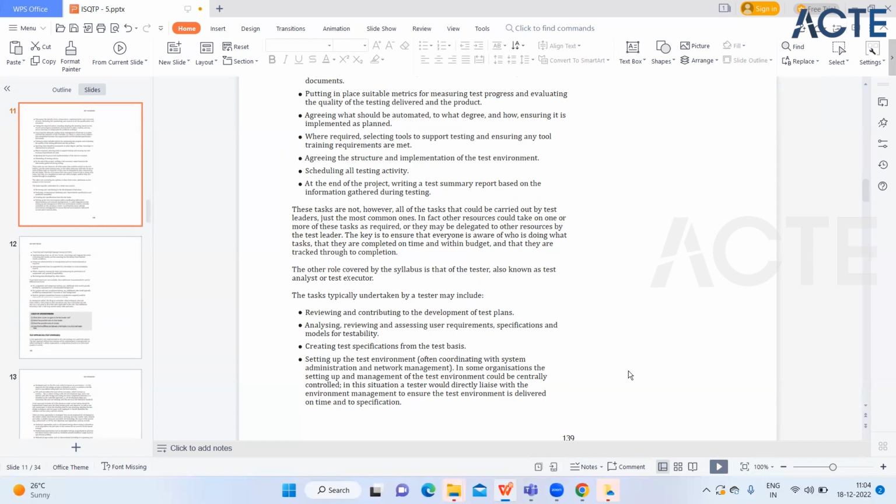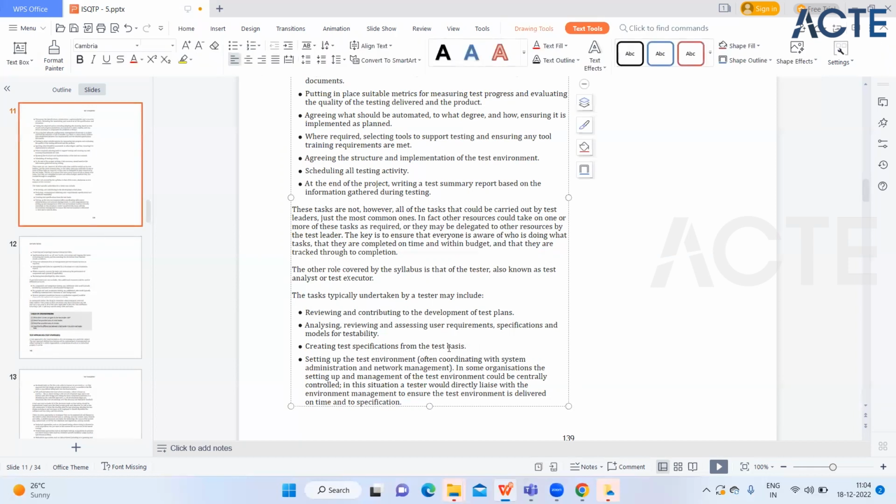After that, analyzing, reviewing, and assessing user requirements, specifications, and models for testability. So, see, the test lead will prepare the plan and assign the responsibilities to you. But you have to review and analyze whatever they have provided, communicate everything accordingly, and start the testing. Creating test specifications from the test basis. So it's like creating test cases from the test basis, and the test basis will be the requirement document. Okay.